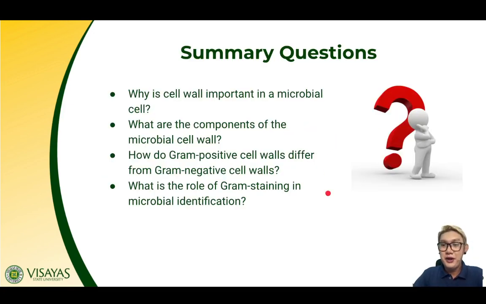So that ends our lesson. In order for you to review this lesson, you should be able to answer these summary questions. Why is the cell wall important in a microbial cell? What are the components of the microbial cell wall? How do Gram-positive cell walls differ from Gram-negative cell walls? And what is the role of Gram staining in microbial identification?